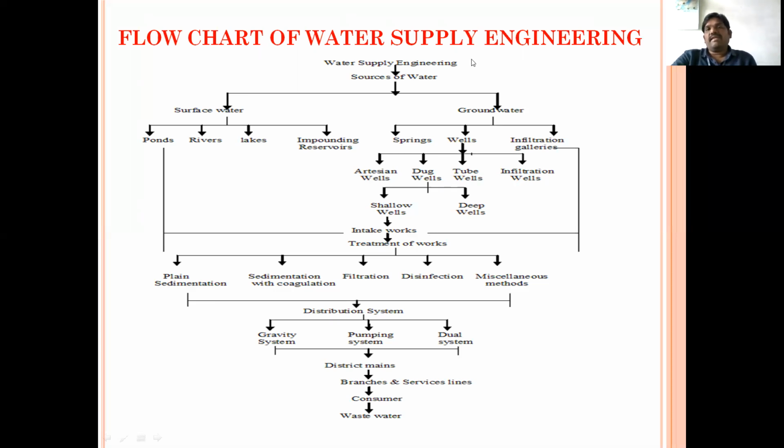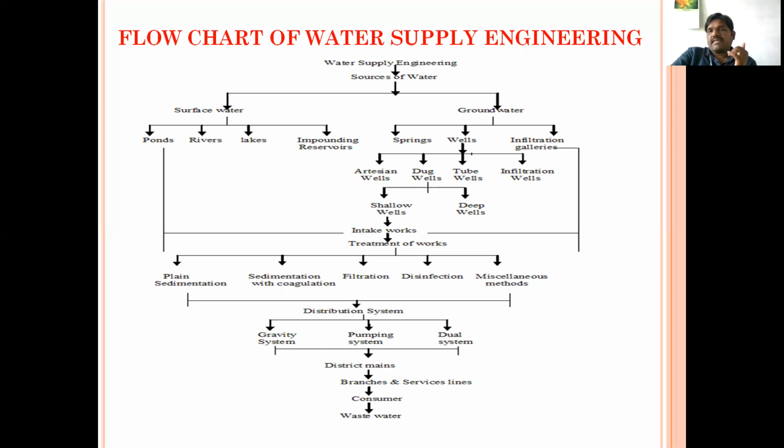See here, water supply engineering, from the source to consumer. Here, the source of water: one is surface water and the other one is groundwater. Surface water, in the sense, is water available in the form of lakes, rivers, ponds, and of course reservoirs. Whereas the water available in the deeper ground in the name of springs, wells, infiltration galleries, all comes under groundwater.